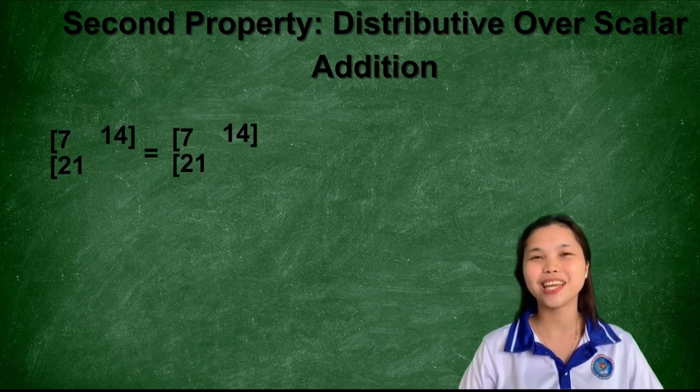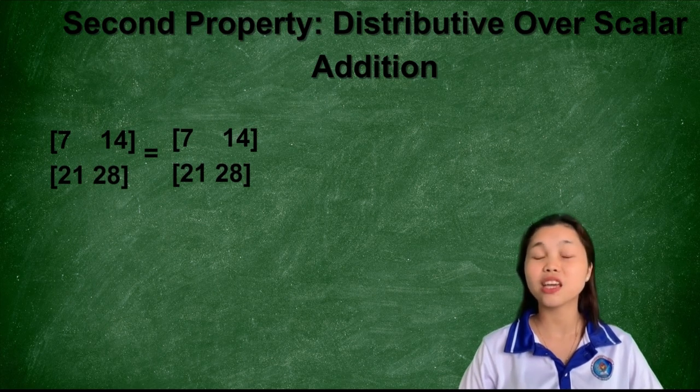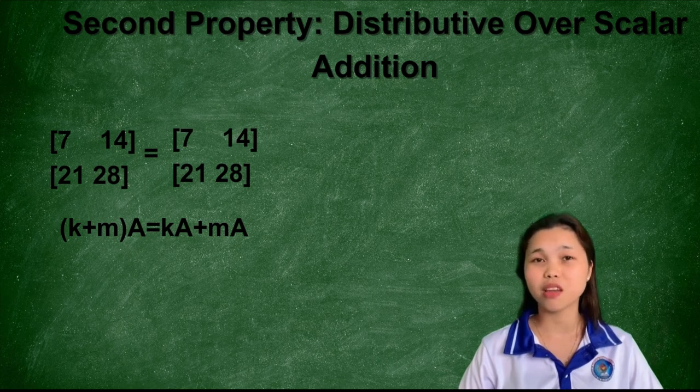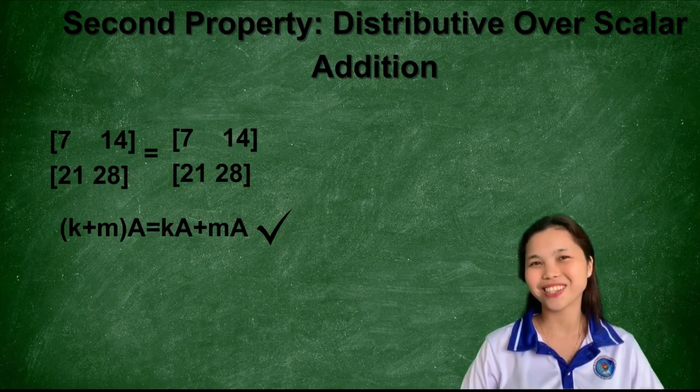As you can see, both sides of the equation give the same result. That's the distributive property over scalar addition. This property checks out.